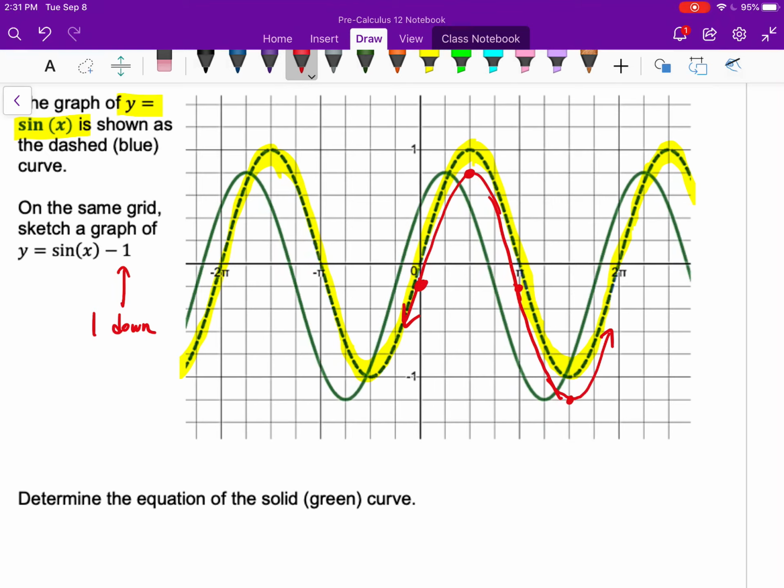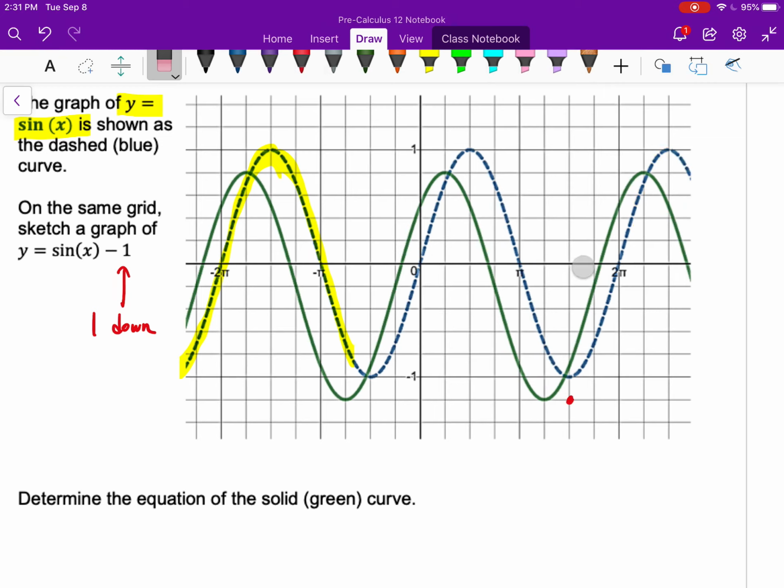So what's wrong here? I didn't move this 1 down. If I look at the scale of my graph, I moved it 1 grid line down. But if you look at the scale, this is 0.8, this is 0.6, this is 0.4, this is 0.2. What I've sketched in red is the sine of x take away 0.2. I want take away 1. So I can't just count grid lines in this case. I have to pay attention to the scale of the graph.